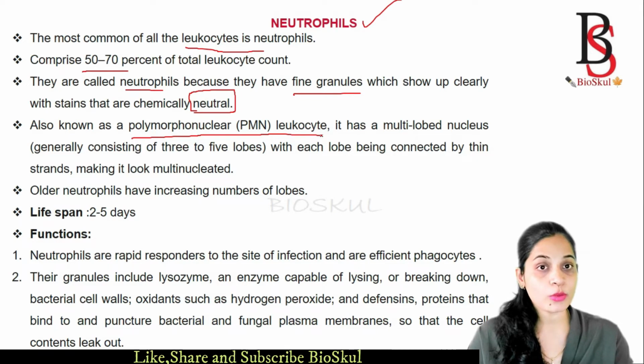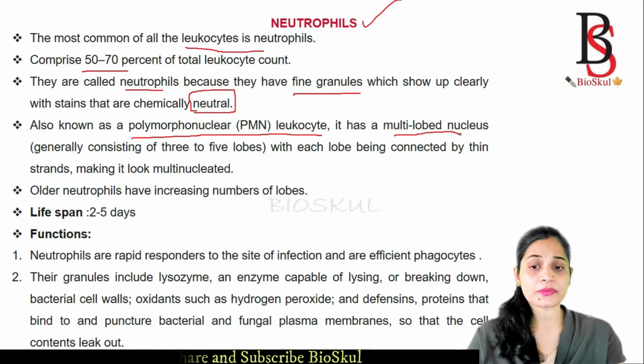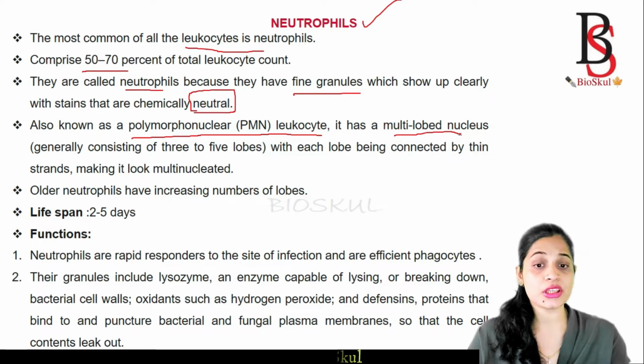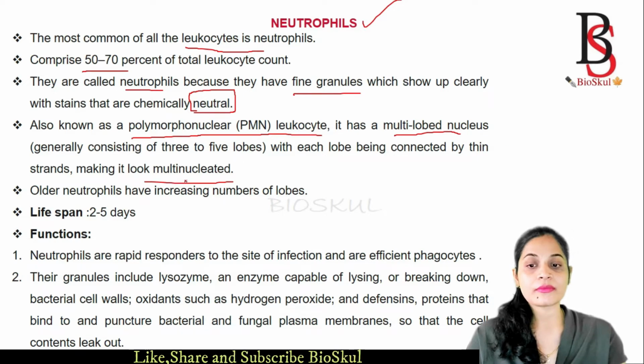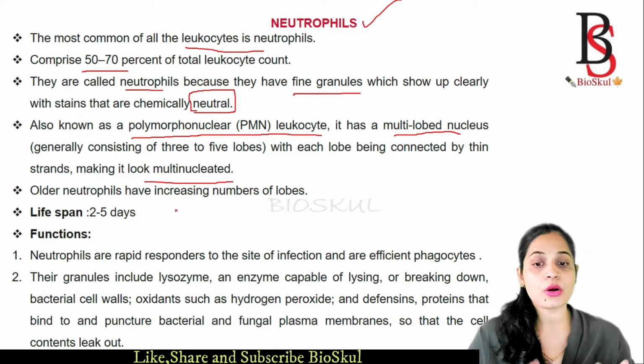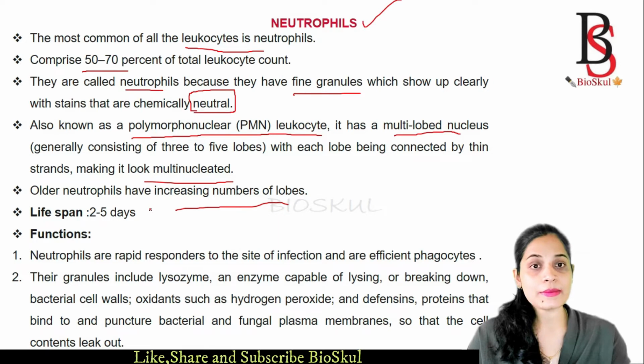Why is it called a polymorphonuclear leukocyte? Because it has a multi-lobed nucleus, generally consisting of about 3 to 5 lobes, connected by thin strands that look like multiple nuclei. As neutrophils become older, they increase the number of lobes, and the lifespan of a neutrophil is only about 2 to 5 days.